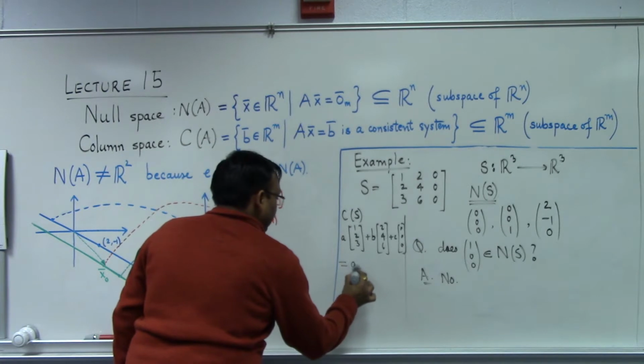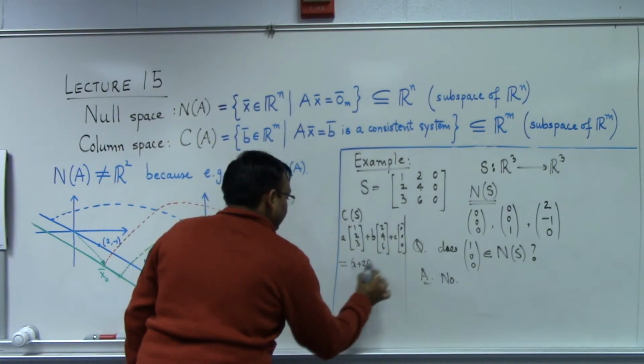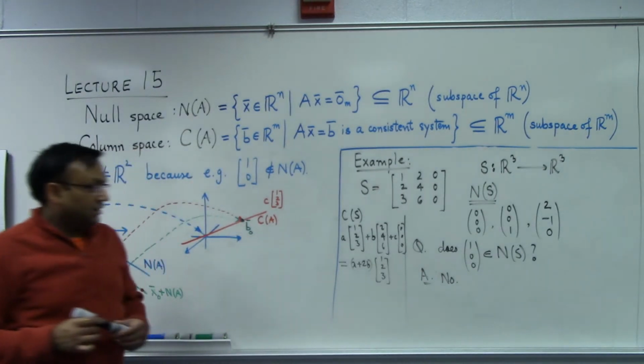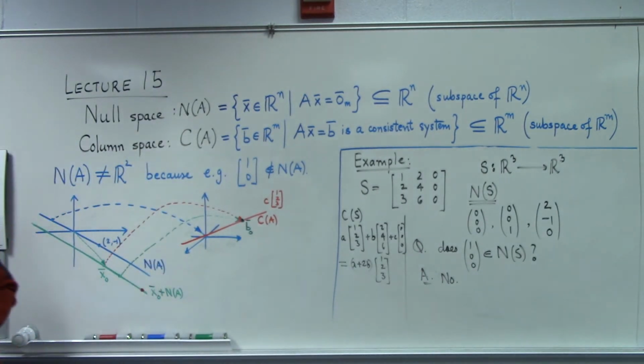This is actually nothing but a multiple of the vector 1, 2, 3. So the column space, as you can see, has not changed. It is still giving me the same column space that I started with in my original example. So here's an example where I changed the null space but did not change the column space at all.